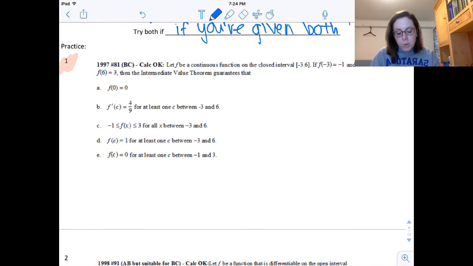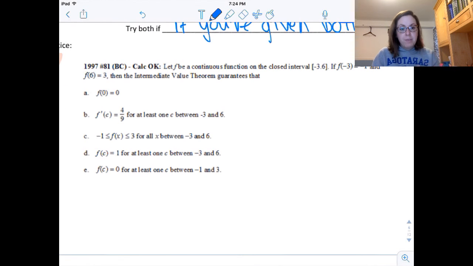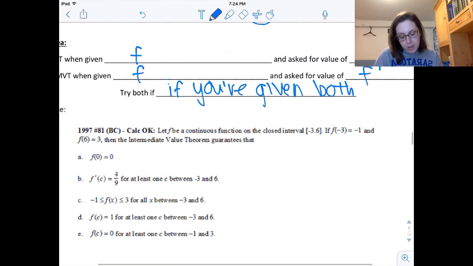So we're going to go through a couple weird multiple choice, do a couple free response. I'll take any questions, and then we'll hang it up for the night. So this first one, F is continuous on the closed interval from -3 to 6. Okay, continuity, good. F of -3 is -1. F of 6 is 3.